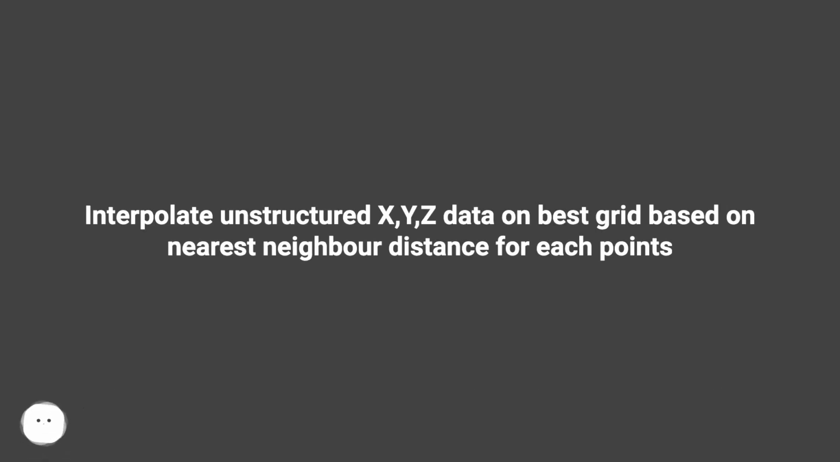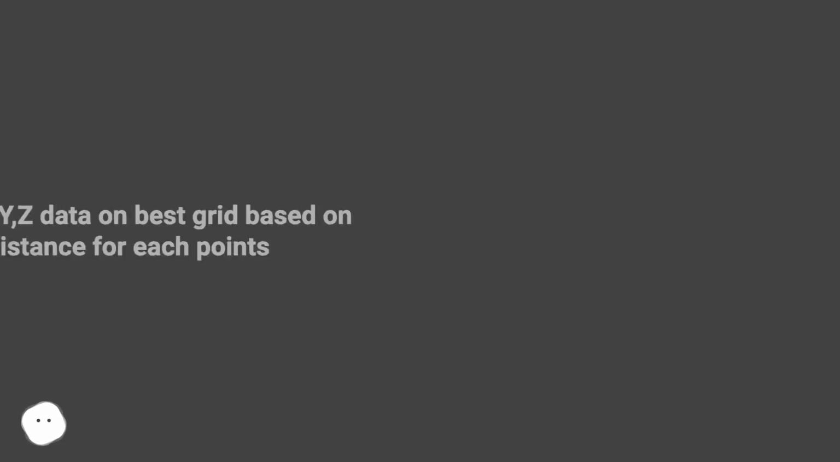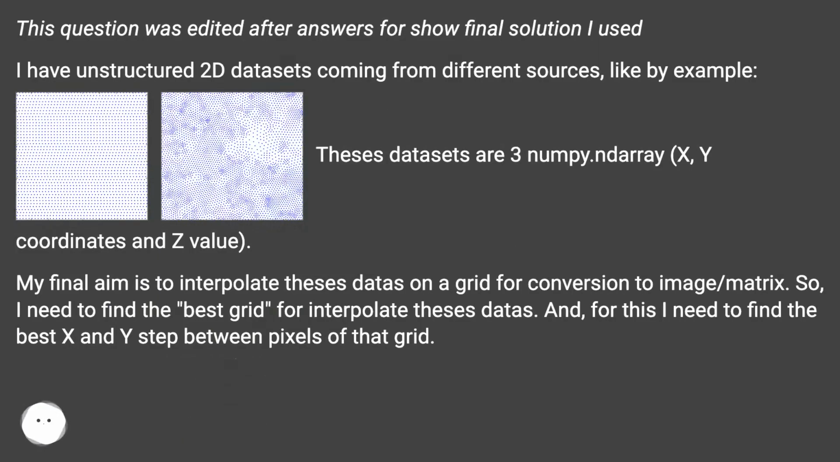Interpolate unstructured x, y, z data on best grid based on nearest neighbor distance for each point. This question was edited after answers to show the final solution I used. I have unstructured 2D datasets coming from different sources.